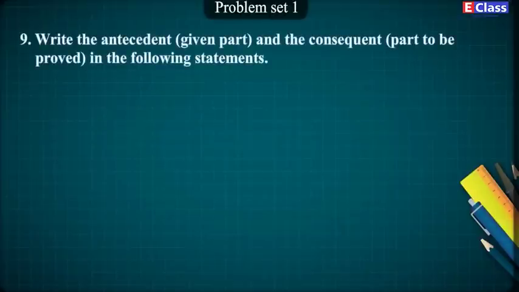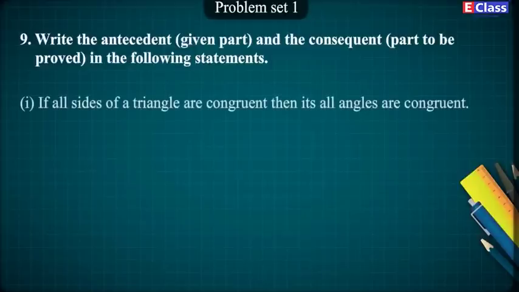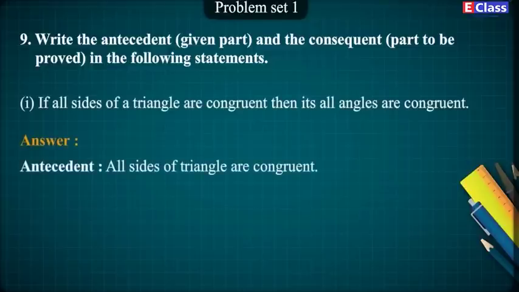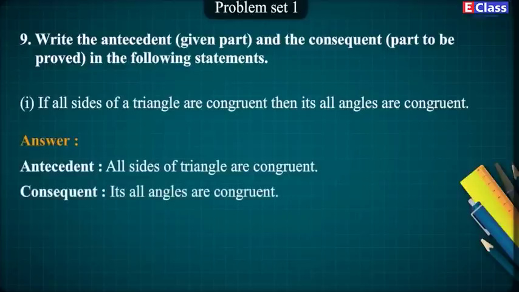9. Write the antecedent, that is, given part, and the consequent, that is, part to be proved, in the following statements. 1. If all sides of a triangle are congruent, then its all angles are congruent. Answer. Antecedent. All sides of a triangle are congruent. Consequent. Its all angles are congruent.